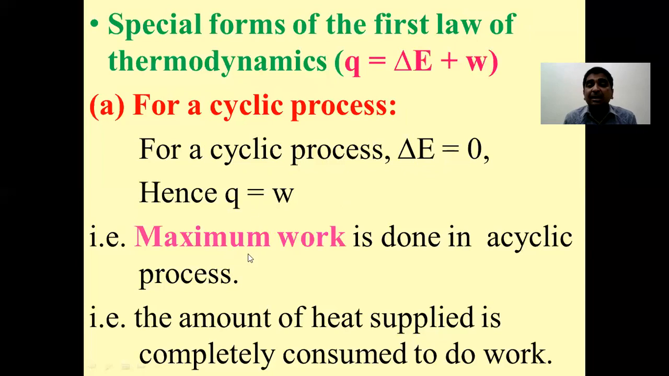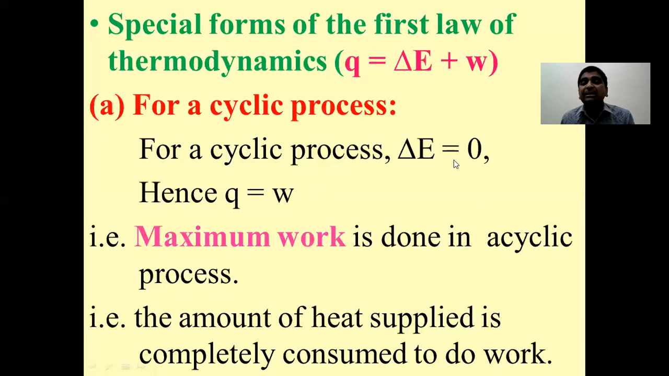It means maximum work is done in a cyclic process. Please read it as 'in a cyclic process'. Why is maximum work done? Because here the delta E term is 0, and if this delta E term is 0, it means Q is equal to W. That is, the total amount of heat which is supplied to a system is completely used to do work, and there is no change in internal energy.